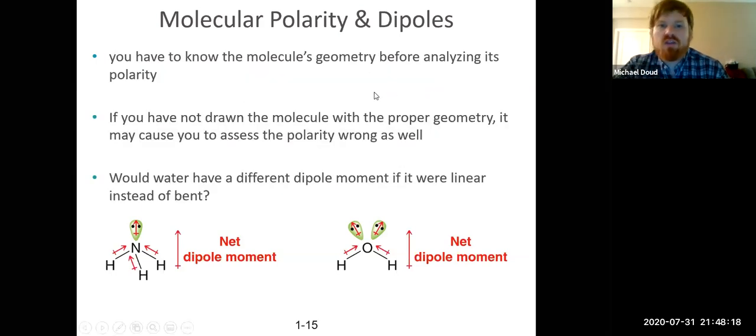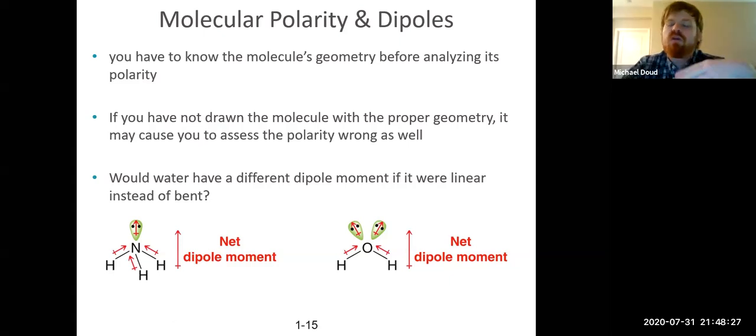Keep in mind, you need to know the geometry before you can analyze the polarity in this way. If you don't have the proper geometry, you won't get this part right either. So make sure you go through VSEPR, evaluate the polarity of the different bonds, and then you can find the net dipole moment from there.